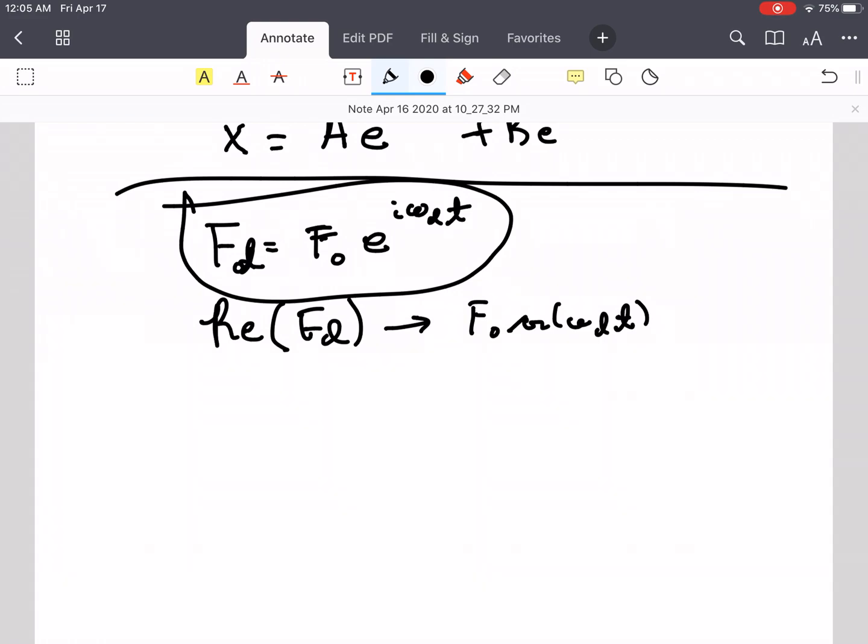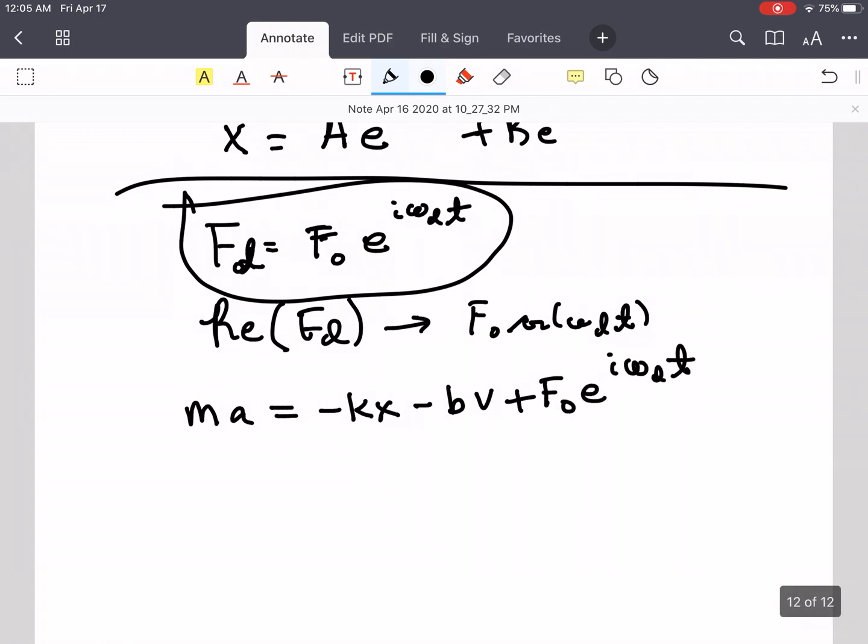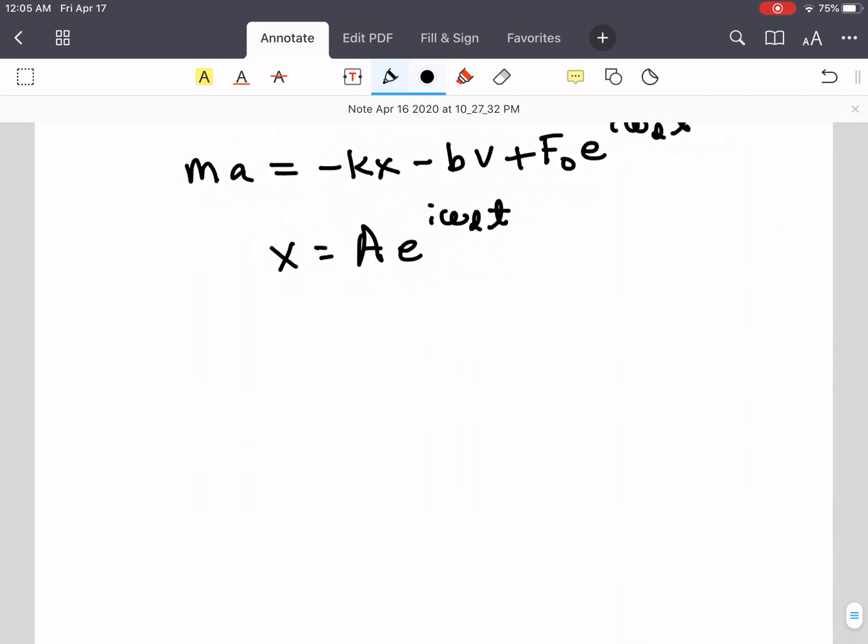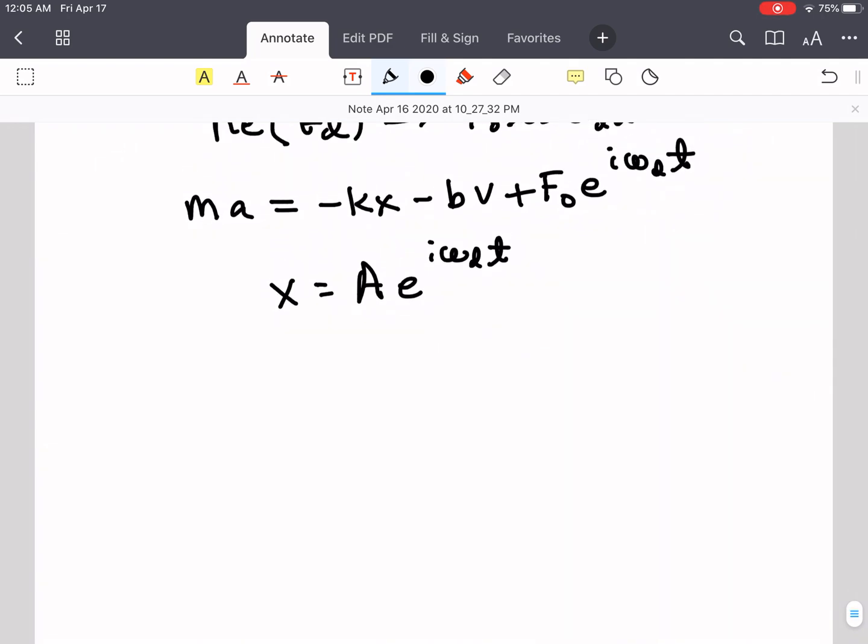All right, so my equations of motion with this complex driving force are mass times acceleration is equal to negative k times x minus b times v plus the driving force, F0 e to the i omega drive t. And again, I'm just going to guess a solution. I'm going to guess that my solution now is of the form x is equal to A e to the i omega drive times t. So let's see what happens if I make this guess. I've already taken the derivative, so I don't need to do anything else.